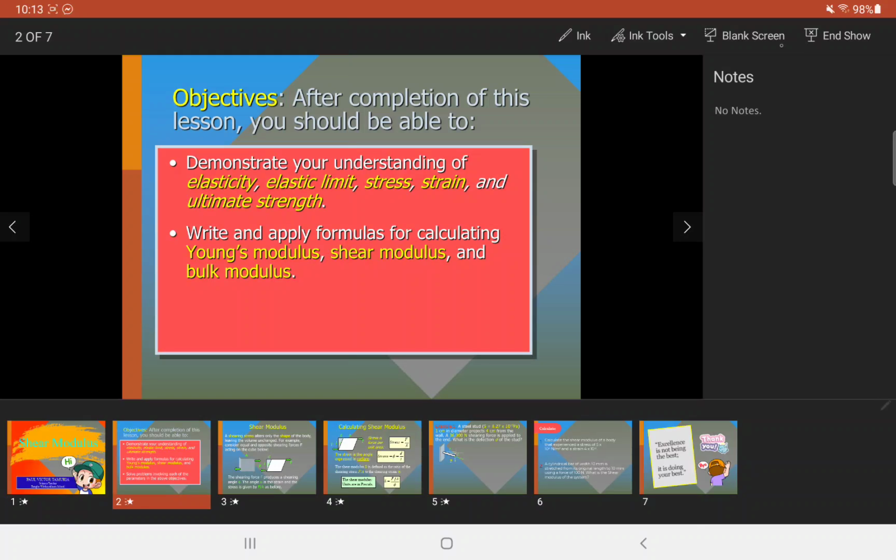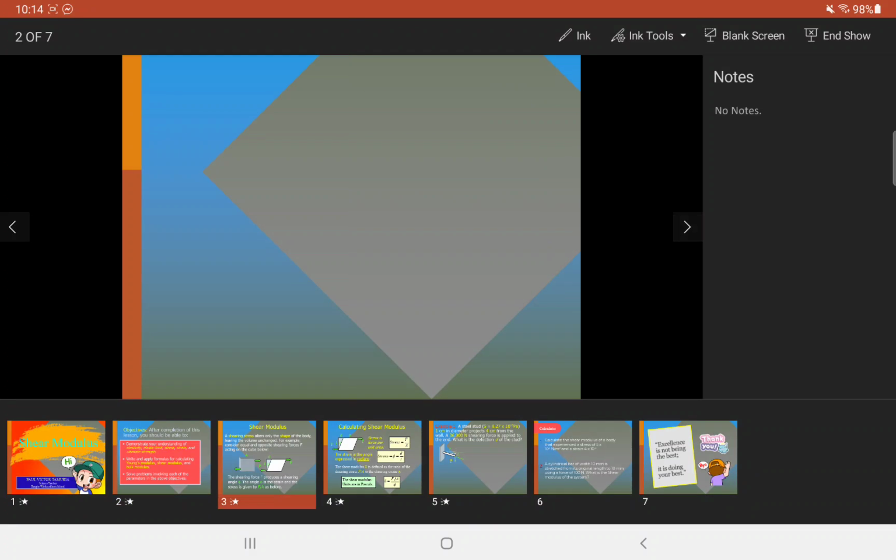Okay, so for today's lesson, we'll be focusing on shear modulus. And then, of course, we should be able to solve problems involving each of the parameters in the above objectives. So for today, you should be able to solve problems involving shear modulus. Okay, so let's start now.